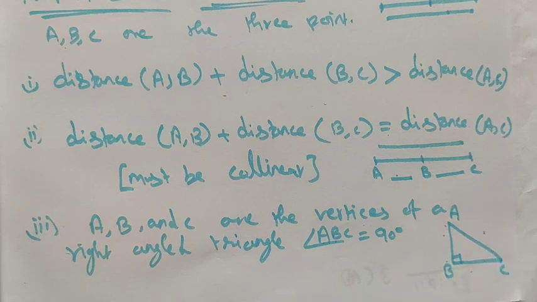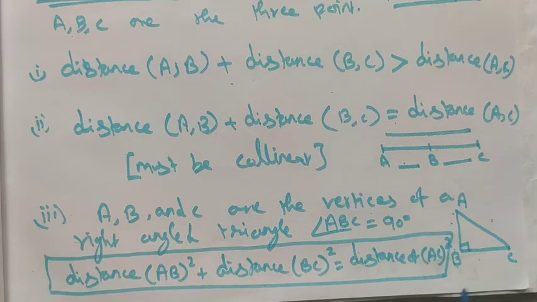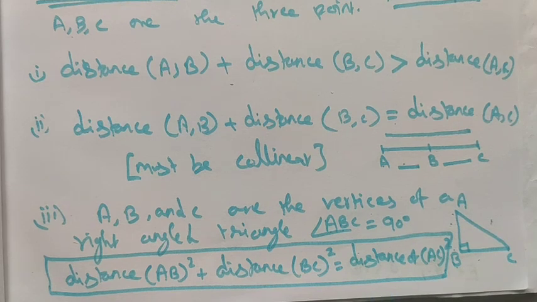By the Pythagoras theorem we know that the distance of AB square plus distance of BC square is equal to the distance of AC square. By using the Pythagoras theorem idea, we can write the formula like this: the distance of AB square plus distance of BC square is equal to distance of AC square. The hypotenuse side square is equal to the sum of the squares of the other two sides, is the Pythagoras statement, right? So these are the properties of distance for the triangle. Thank you, students.